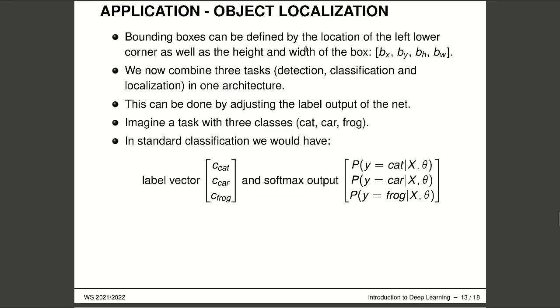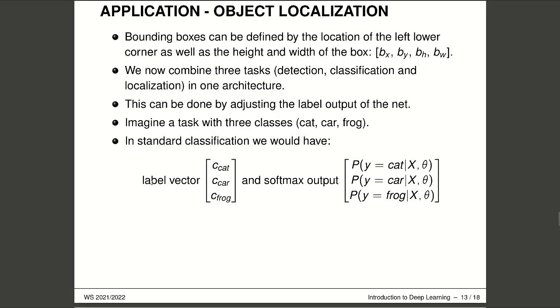Bounding boxes can be defined by the location of the lower left corner as well as height and width, where we call it B of the x, y point, and then a height and width of the box. We can recognize where the location of the object is. Indeed, we combine these three tasks of detection, classification, and localization, where in this context, detection and classification are similar, but with a different name.